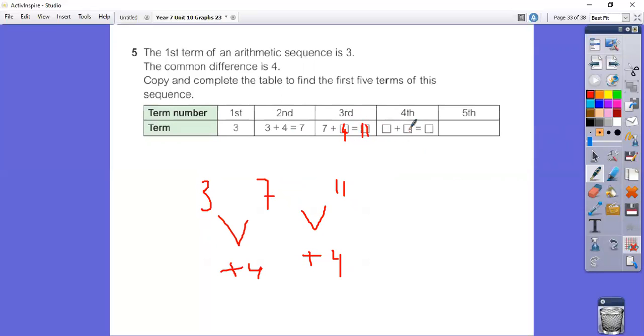So the 11 plus what number? Well, you would have already known it's 4 to give you this term here, and this term will go into this box here, and you will write this number plus 4 to give you the number for the 5th term. Again, pretty straightforward. Hopefully you shouldn't be finding this too difficult, but if you do, ask for help.